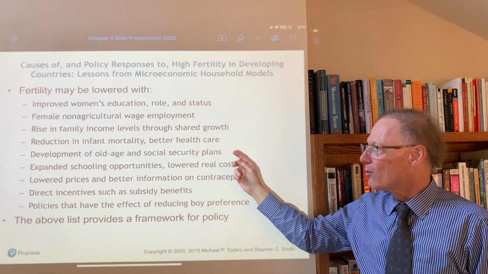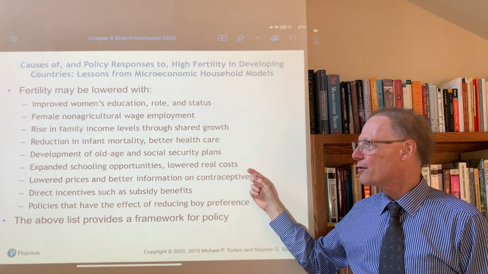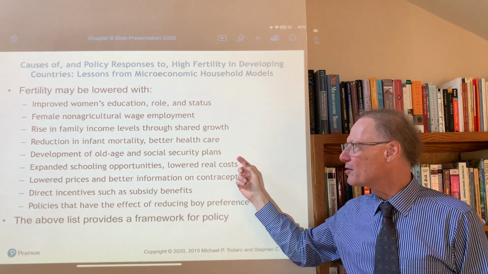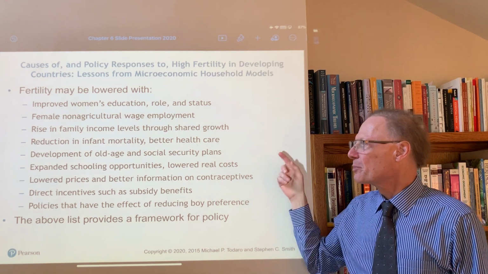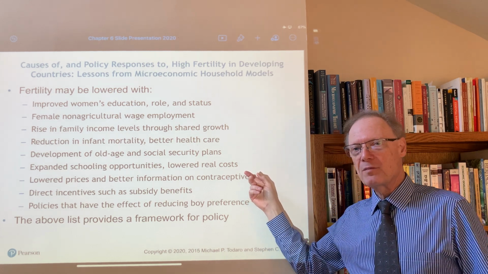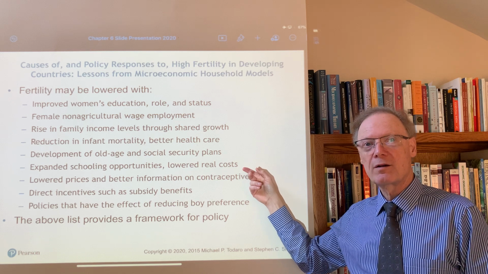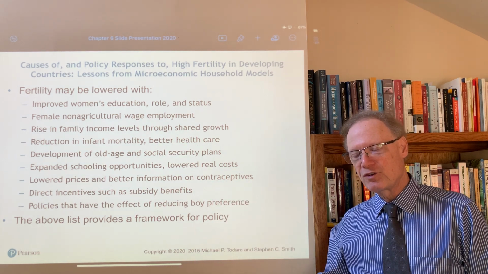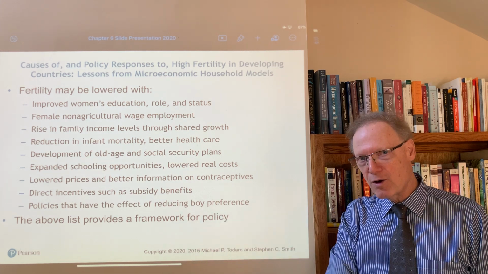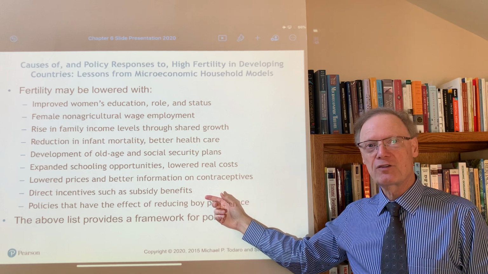So the development of old age and social security plans can also be important, especially where incomes are not rising fast enough or financial markets are not working well enough. But nonetheless, this is another policy that relates very specifically and directly to some of the analysis that's gone through in terms of trying to understand what causes high fertility. Expand schooling opportunities, for example, schools in more villages, closer to home, including high schools, and lowered real costs, including eliminating tuition for high schools. This enables parents to send kids to school, obviously, but this means an opportunity to substitute child quality for child quantity. Lowered prices and better information on contraceptives, direct incentives such as subsidy benefits.